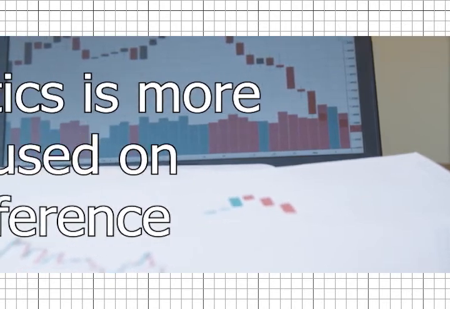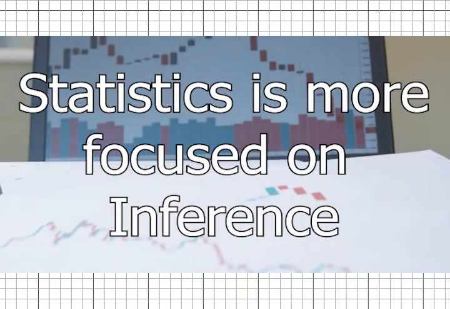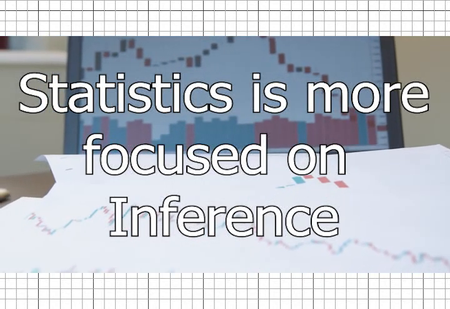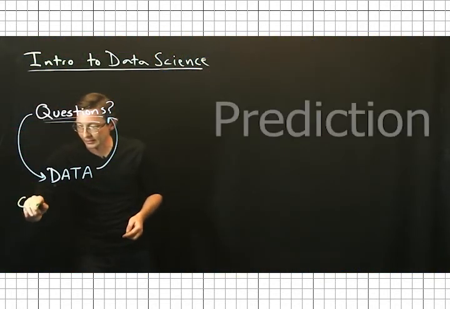Statistics is most interested in inference. Statisticians develop techniques to infer underlying population characteristics from the characteristics of a limited sample. For example, can we infer what fraction of the population supports a certain candidate based on polls with a certain sample size? Data science, on the other hand, focuses more on prediction.